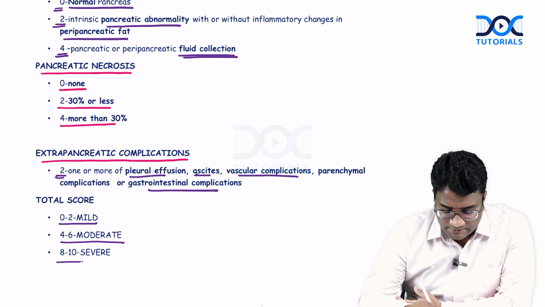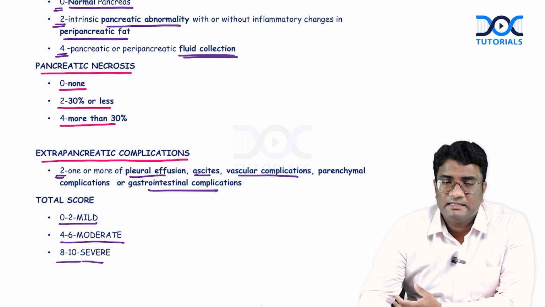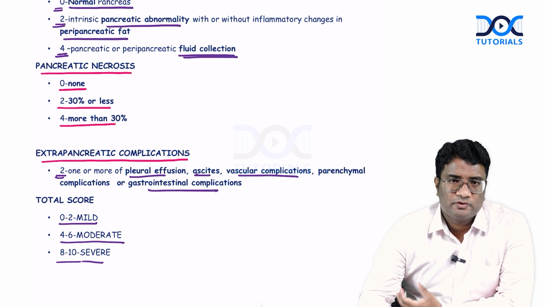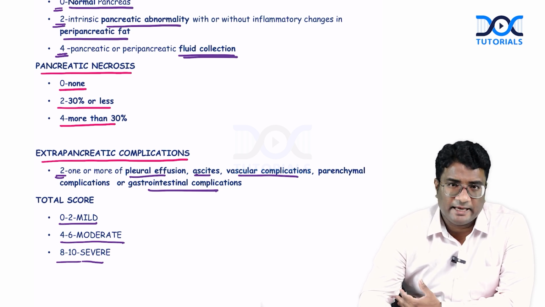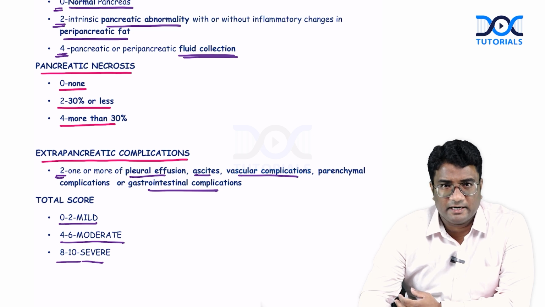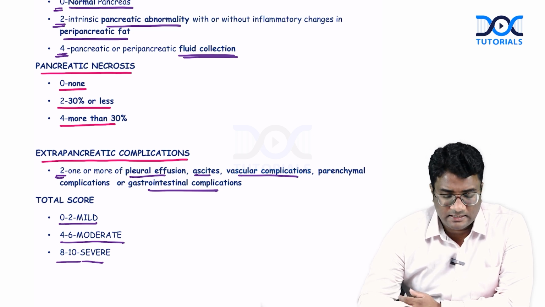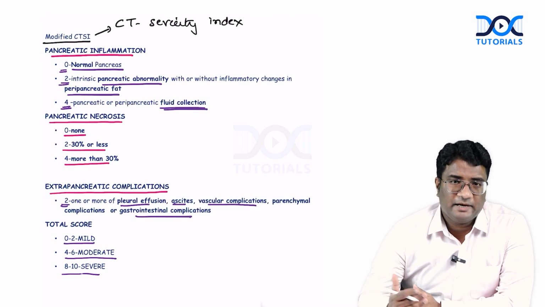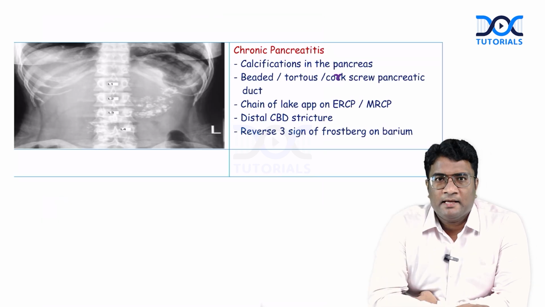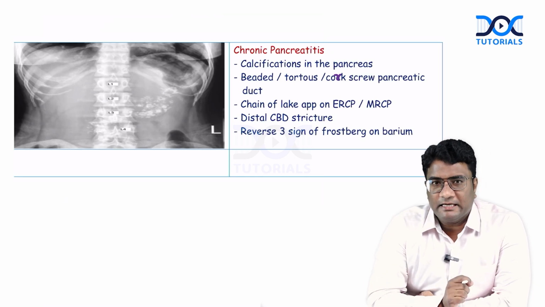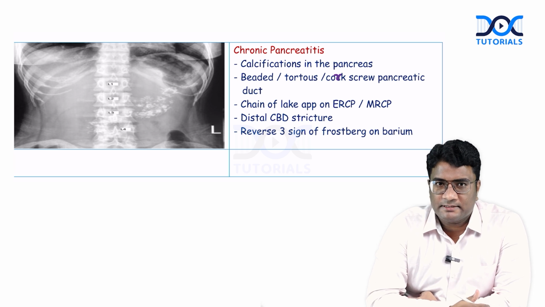And if the value is between 8 to 10, that is a severe type of pancreatitis. So, 0 to 2 is mild, 4 to 6 is moderate, and 8 to 10 is severe type of pancreatitis. This is the CT severity index that is done to look at the complications, the severity that occurs after pancreatitis. And now the next topic we'll study is the imaging findings in chronic pancreatitis.